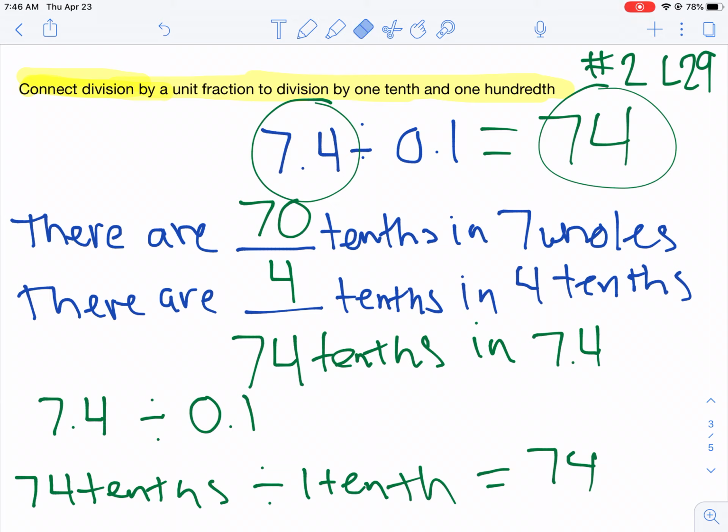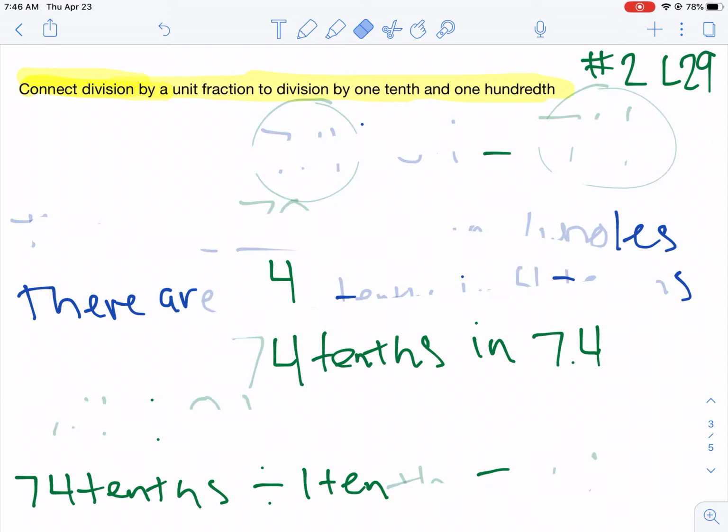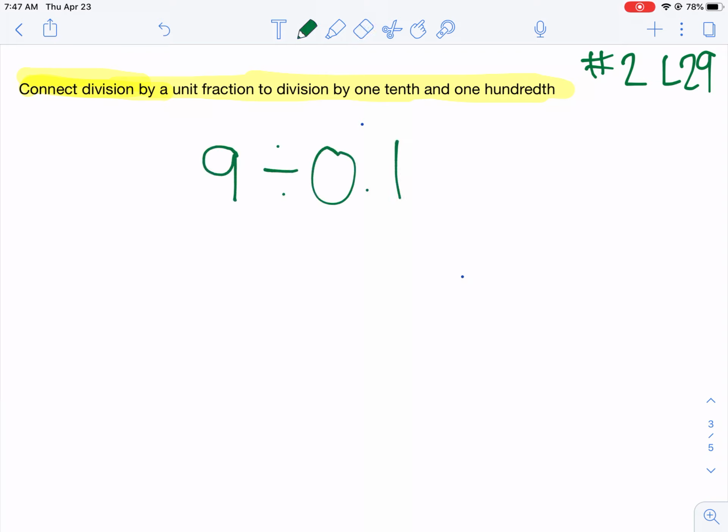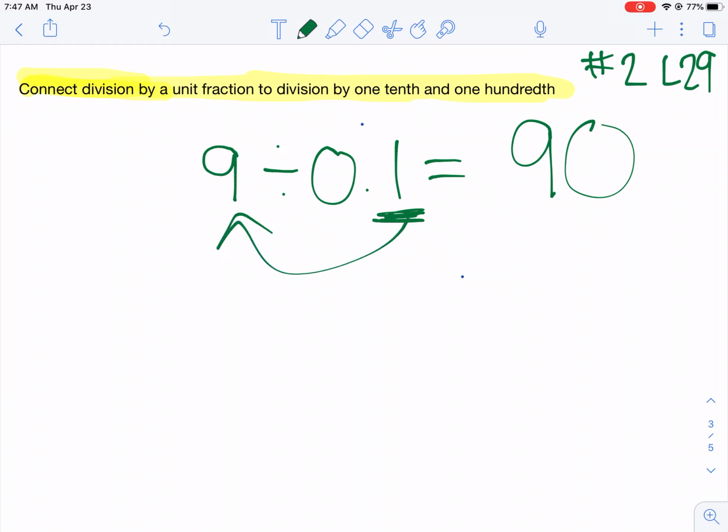Let's try another one. What if we did the number 9 divided by 1/10? What would our answer be? 90. Good. Because there are 90 tenths, we're working in the tenths place, there are 90 tenths in the number 9. So the question we're asking ourselves is how many tenths are in this number, right?